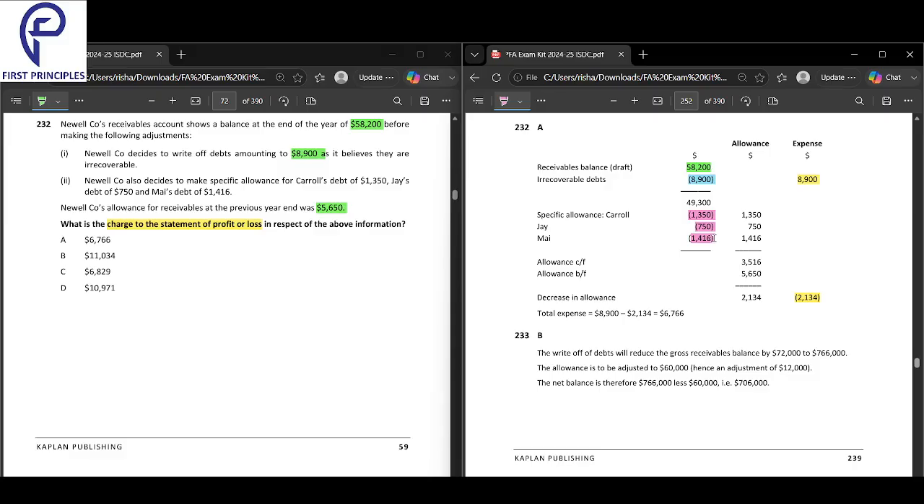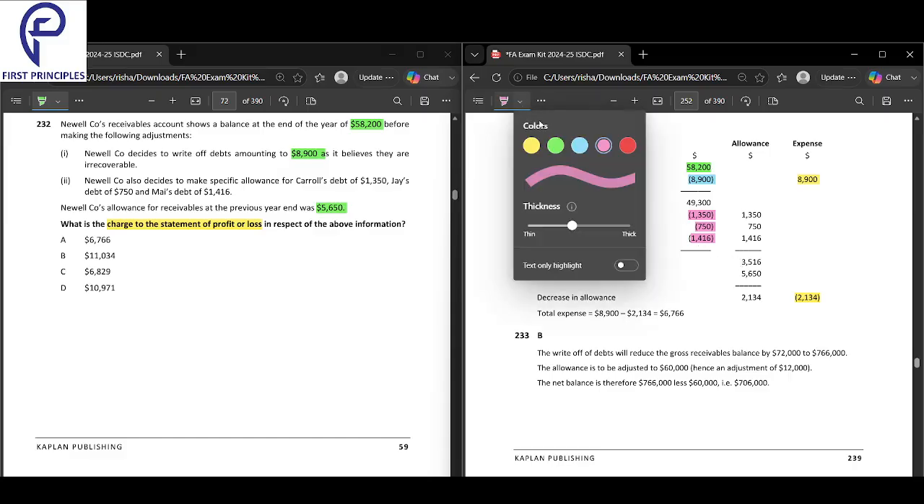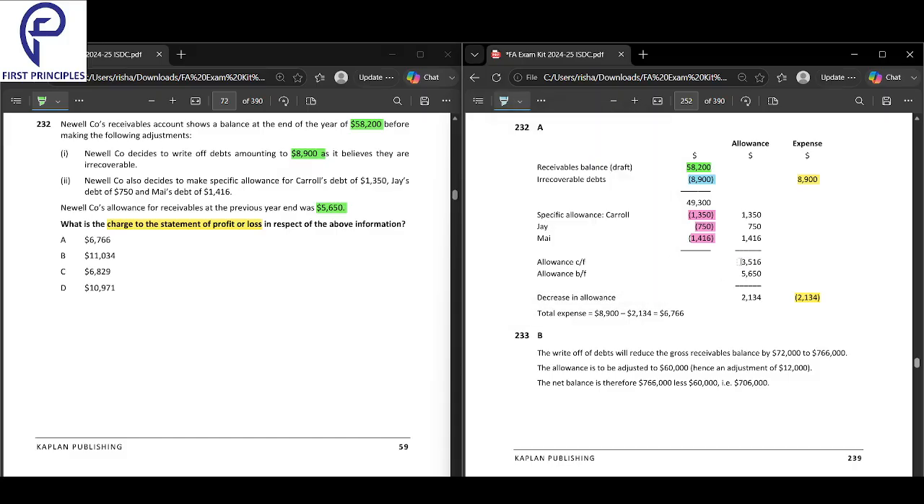When you add everything up, the three allowances, you get a carried forward allowance of 3516. Adding up all the allowances, you're getting 3516. This is the allowance of this year.